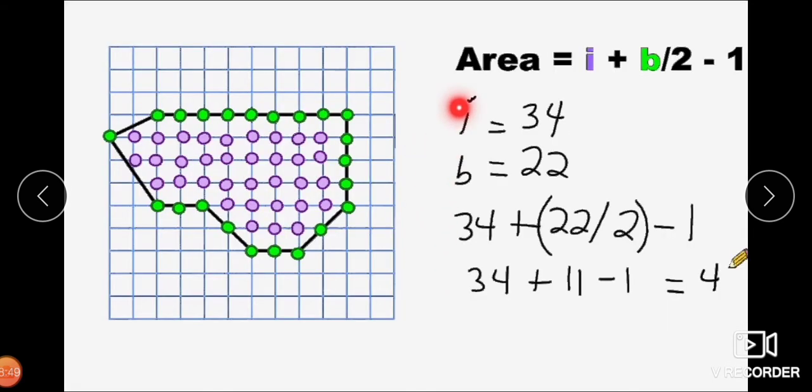There is one short trick used in the higher exams. You can count the green boundary points, show them by B. Count the purple color points, show them by capital I, and use this formula: I plus B by 2 minus 1. This is for exams only, external. For regular exam, use the technique of the textbook. Count the full squares, half squares and more than half squares and make their total and multiply by 1 centimeter square. So here also you can calculate the area very fast.